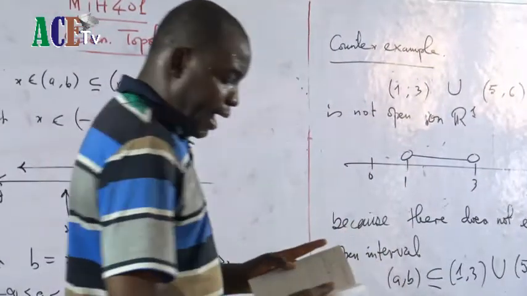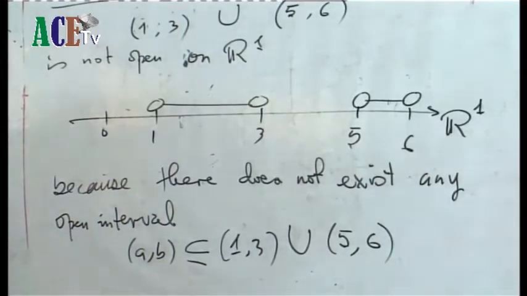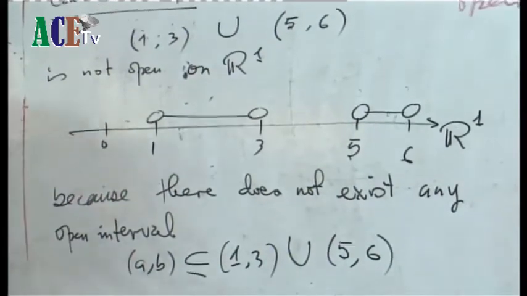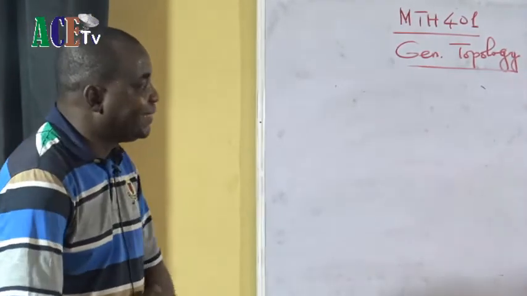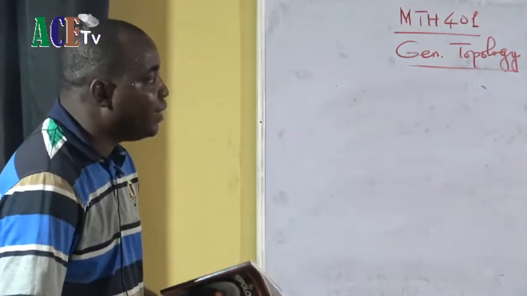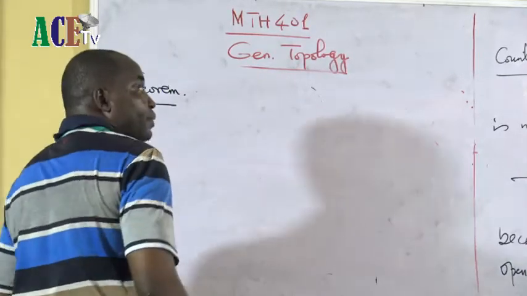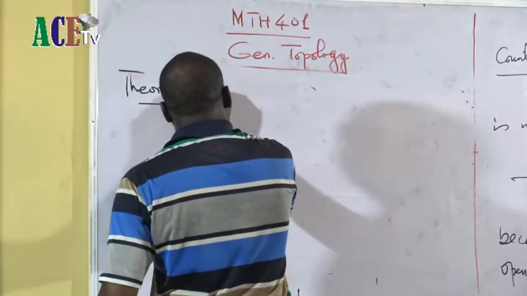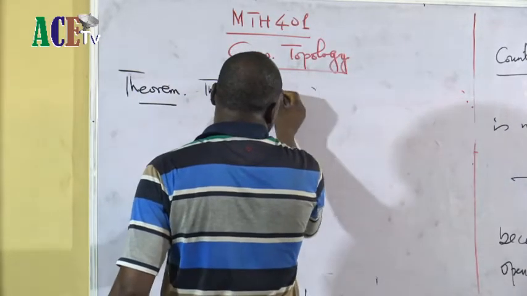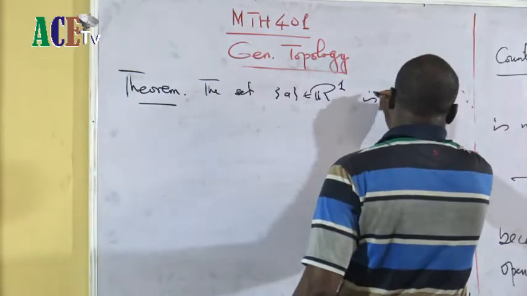Now, I go to some very tricky and small theorems that we shall be considering. I want to look at a singleton of a point. We want to make a claim of a theorem, that the set containing a point A, for instance, in R1 is closed in R1.